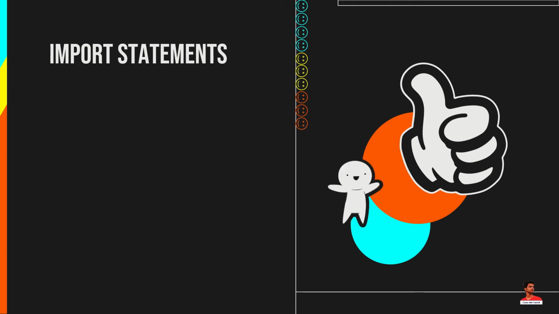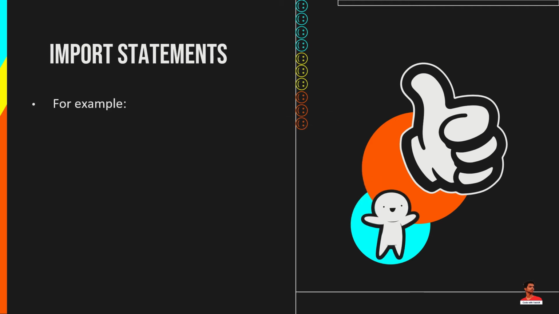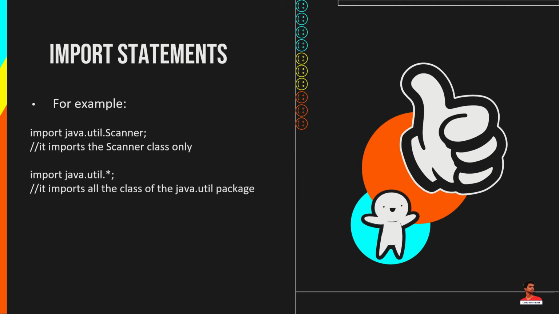For example, import java.util.Scanner. It imports the Scanner class only. And second is import java.util.*. It imports all the classes of the java.util package.